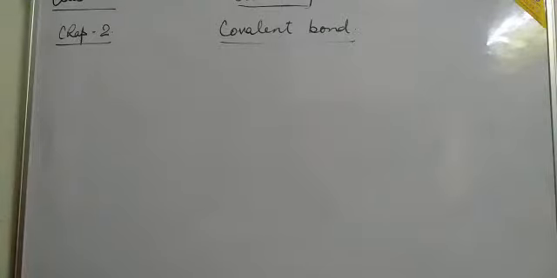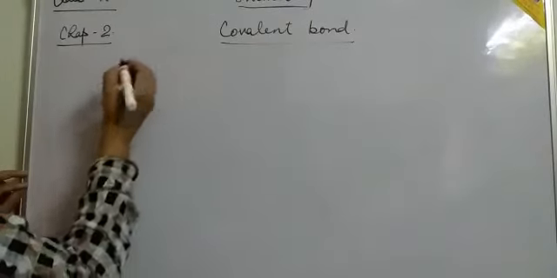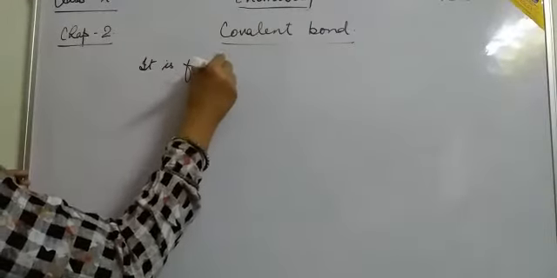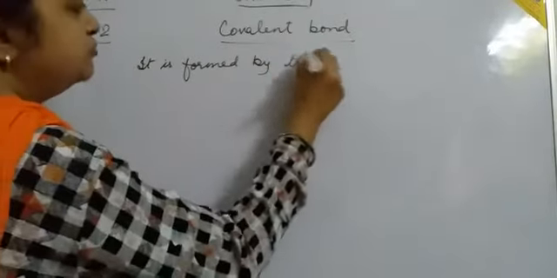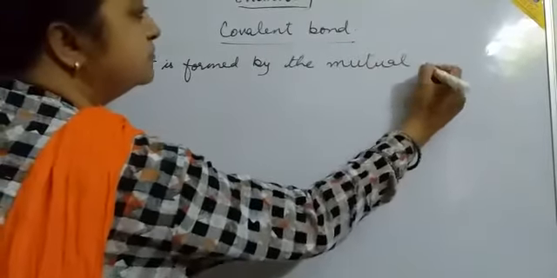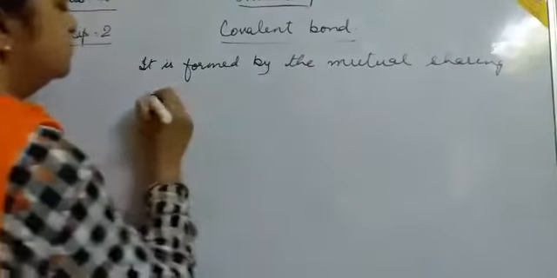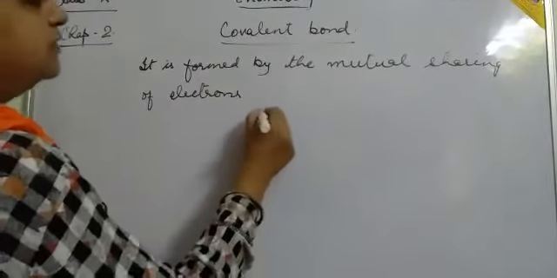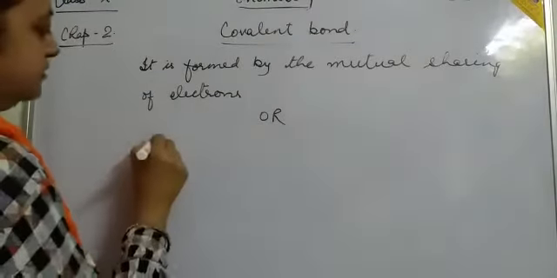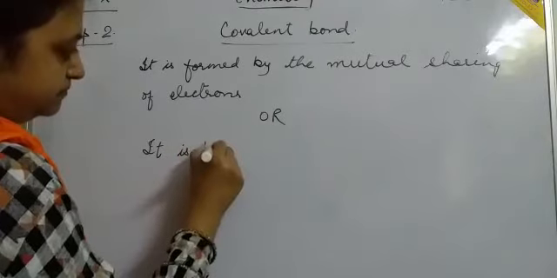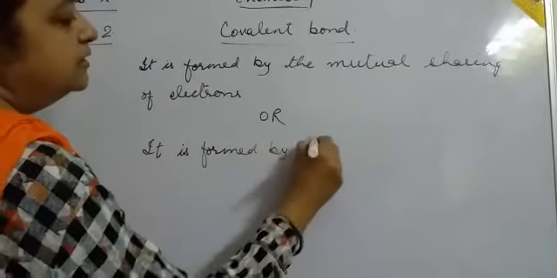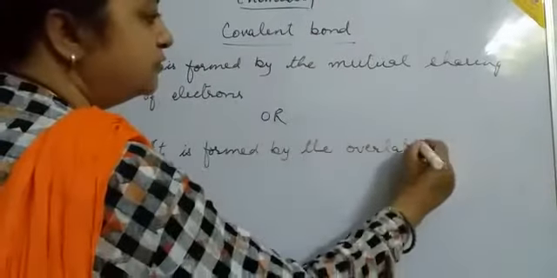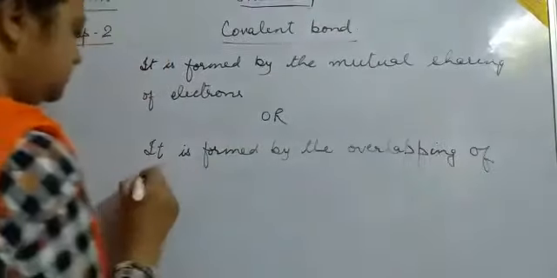Today we will discuss the covalent bond. Covalent bond, as you know, is formed by the mutual sharing of electrons, or we can define covalent bond as it is formed by the overlapping of orbitals.